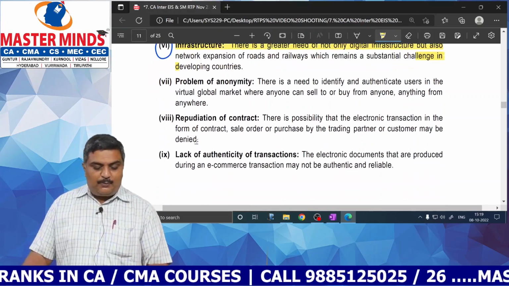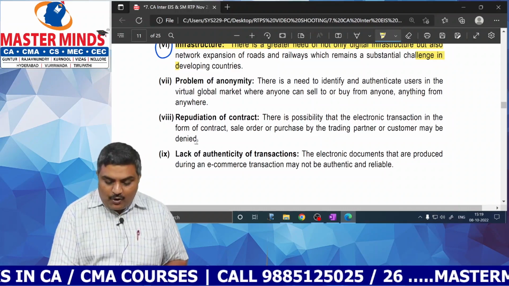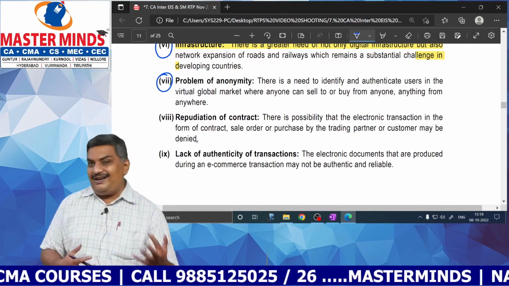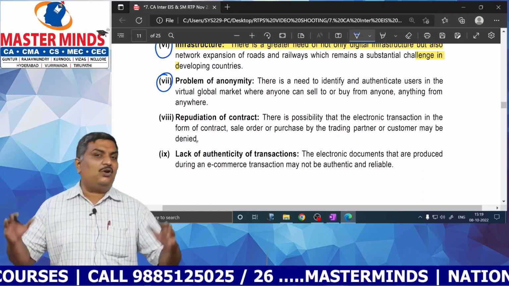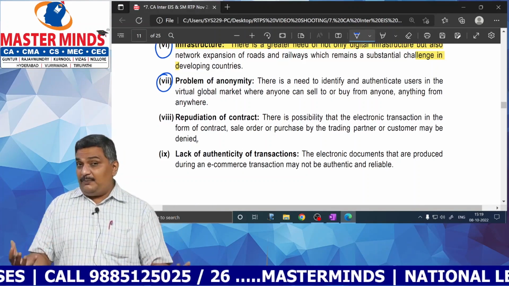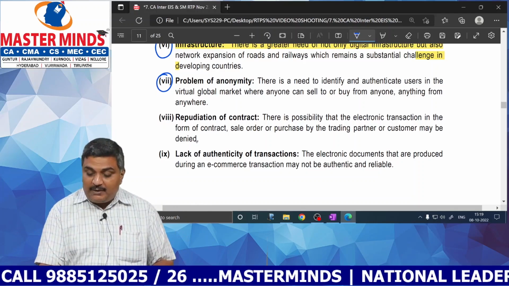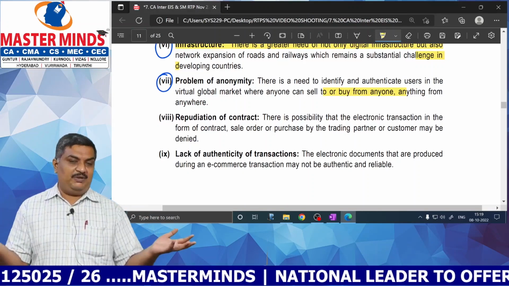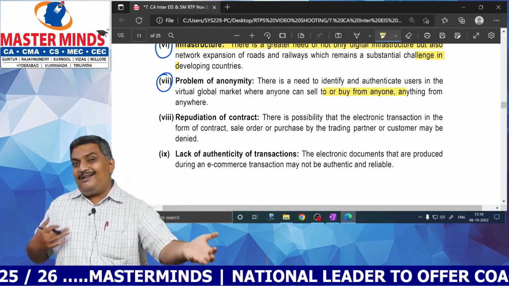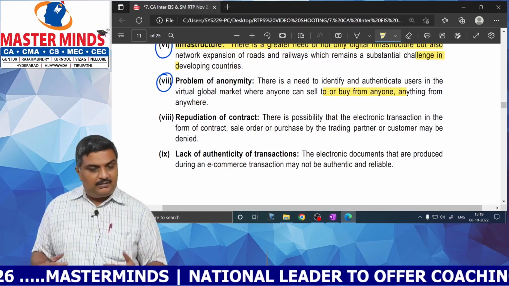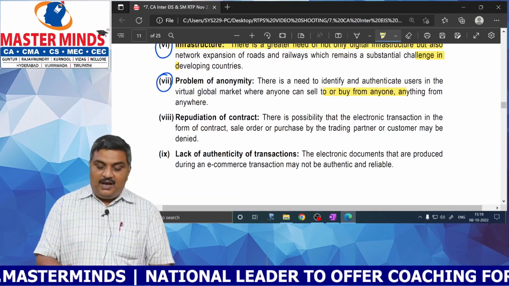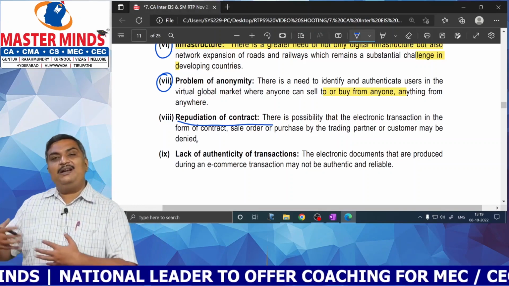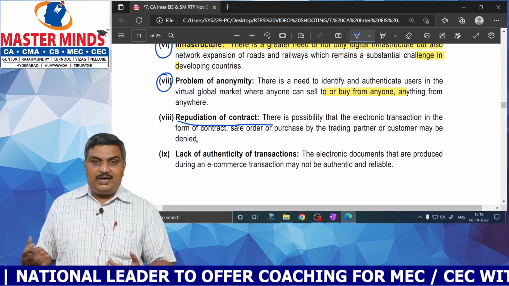And this is another problem, anonymity. I don't know who is purchasing from me and what is the address, what are the credentials given by them, whether they're correct or not, I don't know. So I don't know the person, because anyone can purchase from anywhere or buy from anywhere, sell from anywhere. So it is anonymous. The buyer doesn't know the seller and the seller doesn't know the buyer. So that may sometimes cause risk. And I may place an order and later I may deny it, I may repudiate it. So that is also an issue.